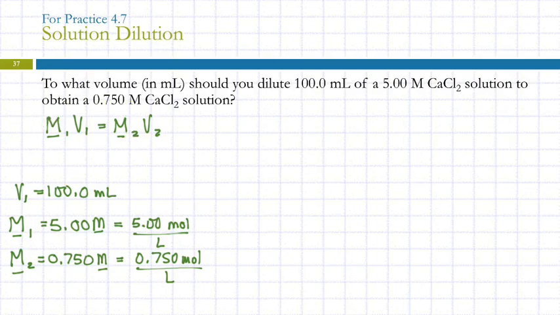This equation has 4 variables in it. I've been given 3. I need to find the 4th. So I'm looking for V2. So that means I need to rearrange this equation. I need to solve it for V2. So I'm going to divide both sides by M2. So M2 over M2 cancels out. And now on this other side, I've got M1 V1 over M2. So V2 equals M1 V1 over M2. I'm going to skip underlining them.